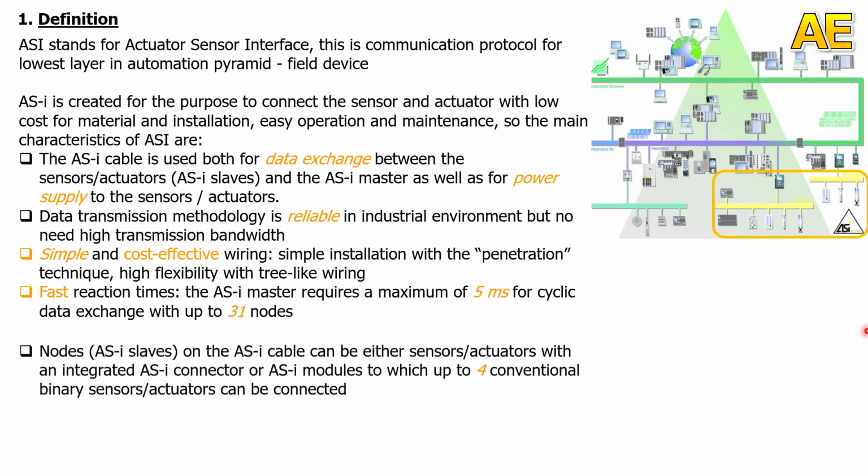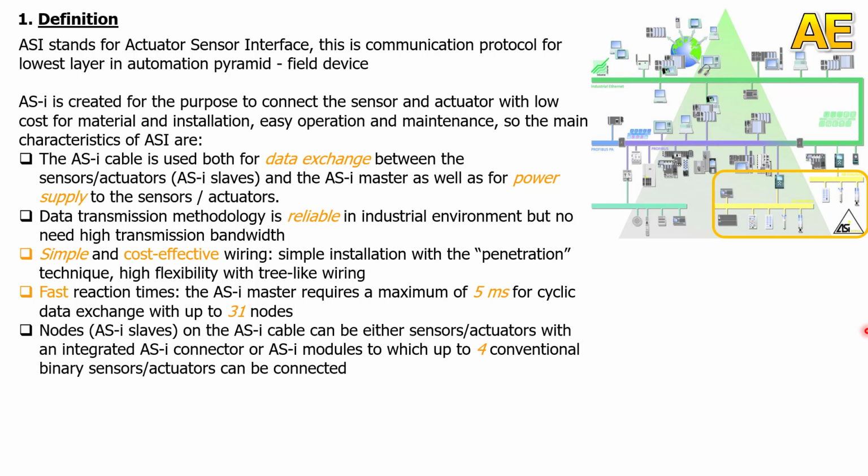Okay, next one is about the nodes. This means the ASI slave on the ASI cable can be a sensor or actuator with an integrated ASI connector or ASI modules. Up to 4 conventional binary sensors or actuators can be connected. Next one, with the standard ASI modules, up to 124 actuators or sensors can be operated on the ASI cable.